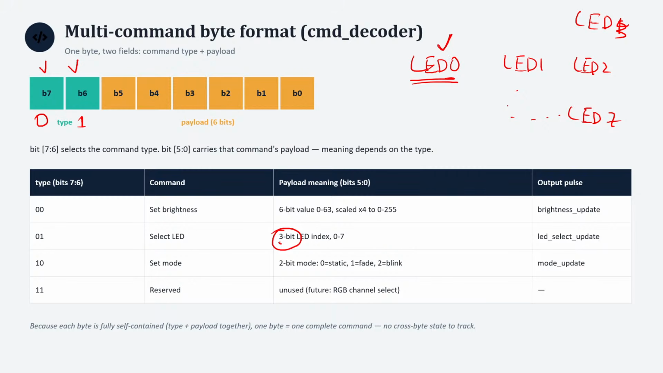First of all, he is going to provide the MSB bits as 01. Next, he is going to give the payload as 0, 0, 0. That means the hardware will come to know that the user wants to select LED 0. If the user wants to select LED 7, then the 3 bits should be 1, 1, 1. This is how the user is going to create a frame.